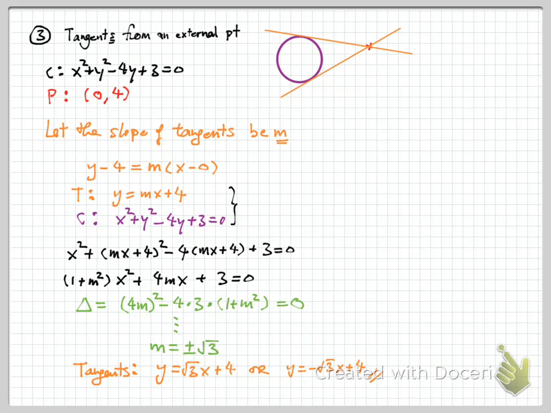This is how we find the tangents from an external point. The critical step I think is to let the slope of the tangent be m, and then set up the equation of the tangent using the point slope form. Solve the tangent with the circle, and set delta equals 0 to find m. Once we have m, we have the two tangents to the circle.